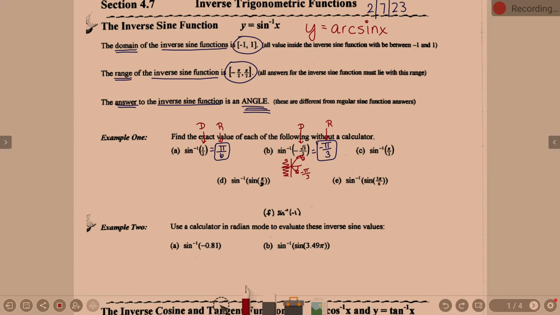So here's what I want to know. What do you know about pi over 2? It's the top of the range. Okay, but this isn't a range value here. This is a domain value. So is pi over 2 in my appropriate domain?